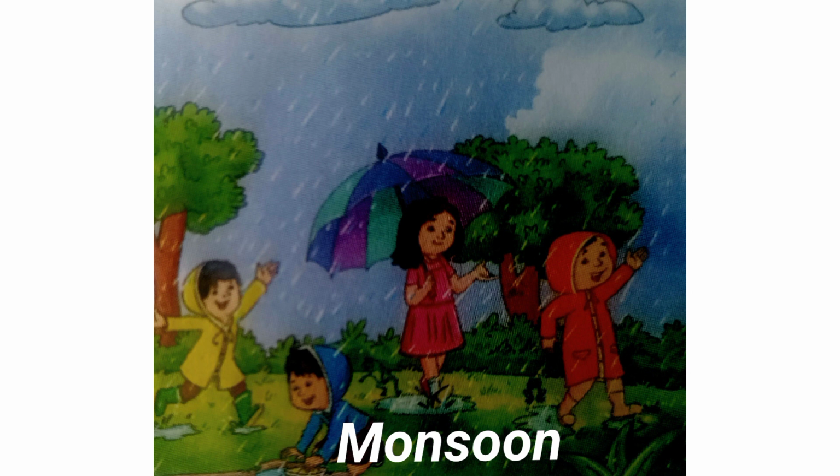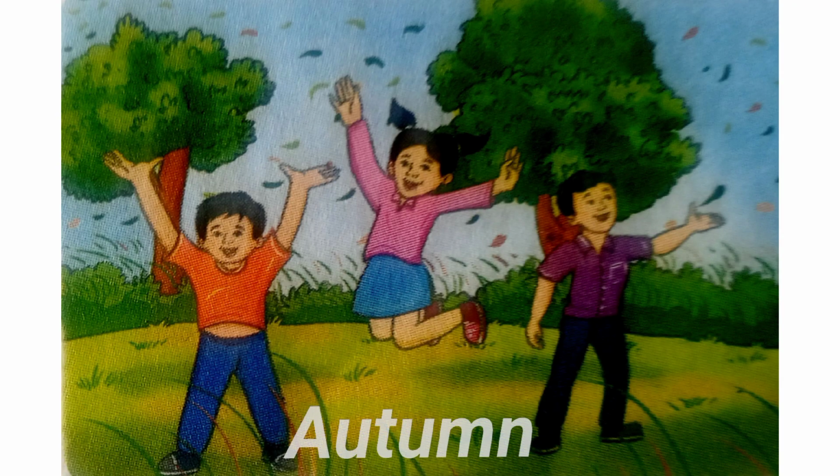Monsoon is the rainy season. We use umbrellas and wear raincoats to protect ourselves from rain. We like to eat and drink warm things as it becomes cool and wet. Autumn is the season when trees shed leaves. We find dried leaves flying about in the wind in this season.